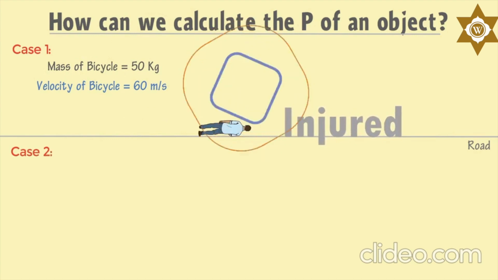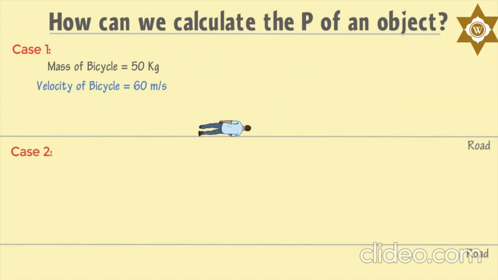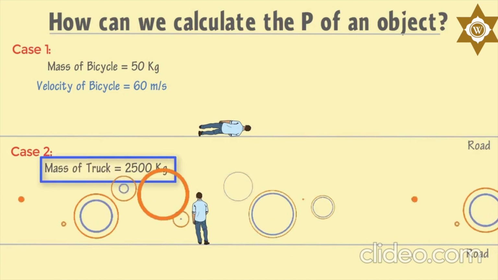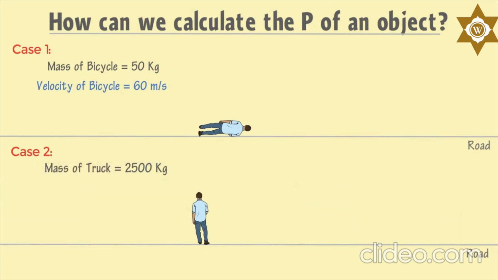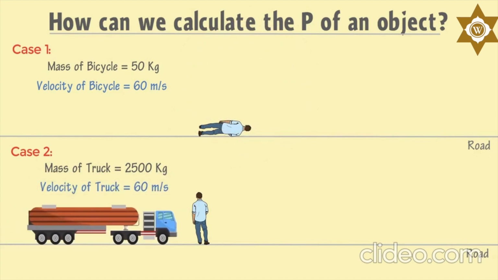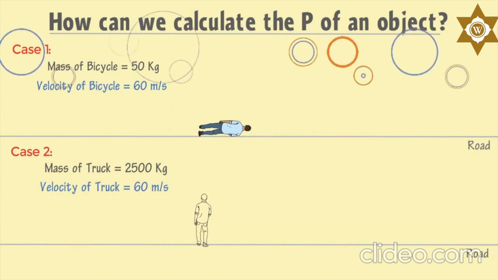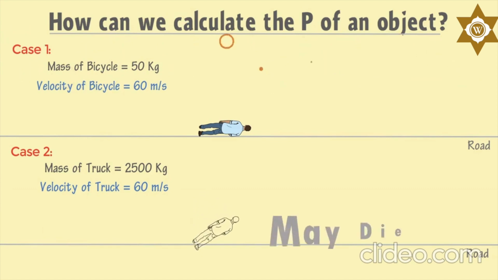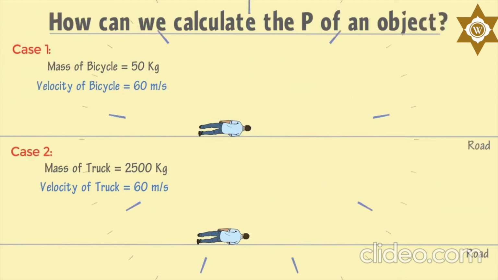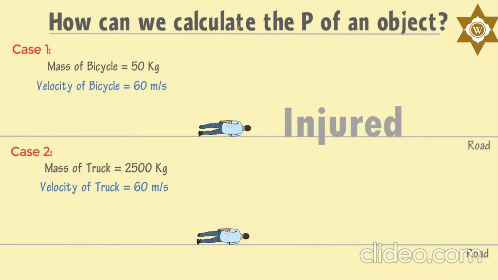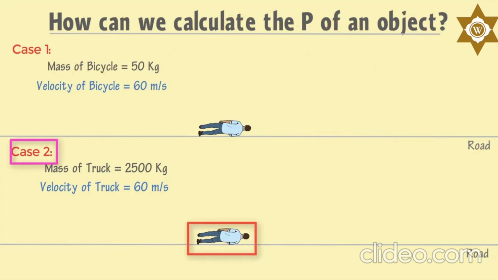Now consider the same person in case 2. If this person is standing on a road, now suddenly a truck of 2500 kg moving with the same velocity of 60 meters per second hits the person. As a common observation, the person may die. Can you guess why the person in case 1 is merely injured, while the person in case 2 has either died or is in serious condition?